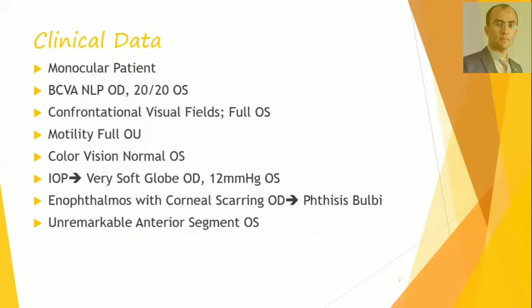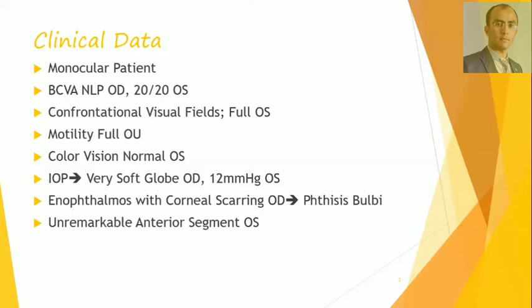She was a monocular patient, and there was no perception of light in the right eye, and it was 20/20 in the left. Confrontation visual fields were full in the left eye, motility was full for both eyes, and color vision was normal in the left eye. The intraocular pressure in the right eye was not measurable because of the corneal disfigurement and scarring, but the globe was very soft. The IOP in the left eye was 20 millimeters.